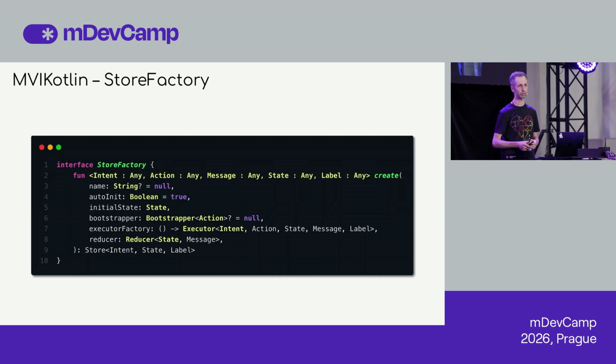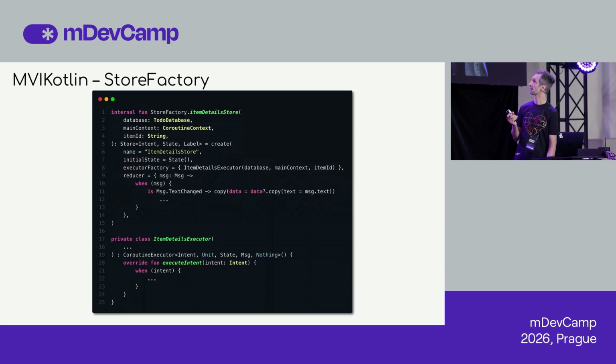And the good part is you don't need to implement the store. You only need to implement the components like executor or reducer, and you can use the store factory provided by the libraries, predefined implementations. So you pass your components in there, and it returns you an implementation of store. What implementation? Depends on the actual store factory.